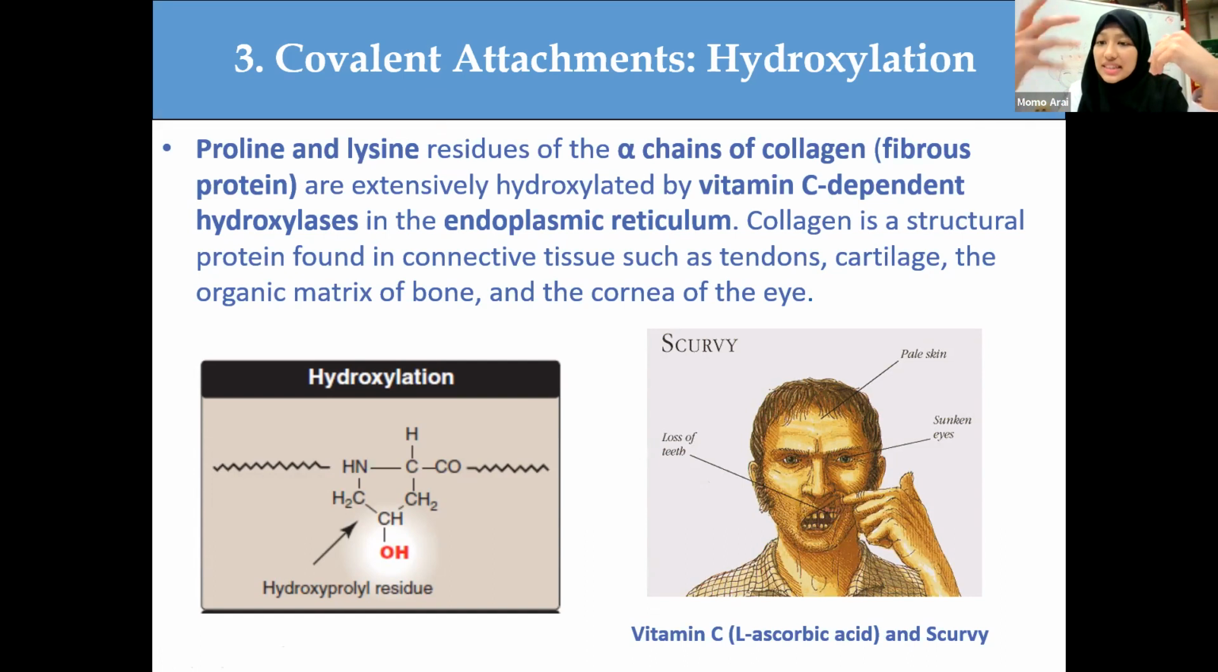But this enzyme needs vitamin C. Since it needs vitamin C, in people who have vitamin C deficiency, you will see symptoms, and it correlates to scurvy. That's the disease.